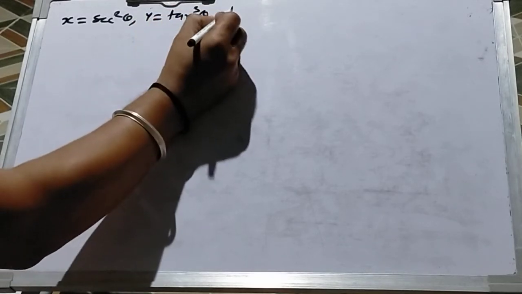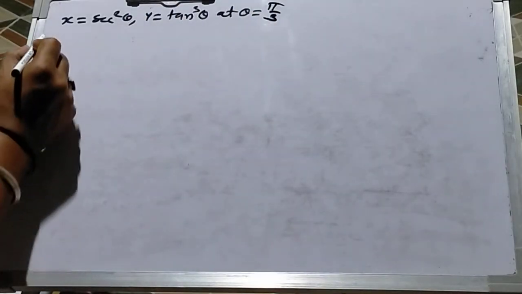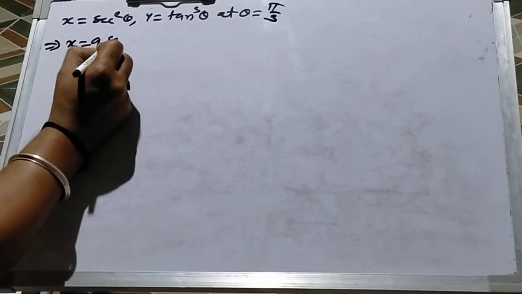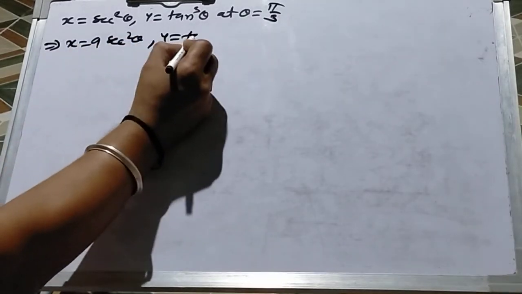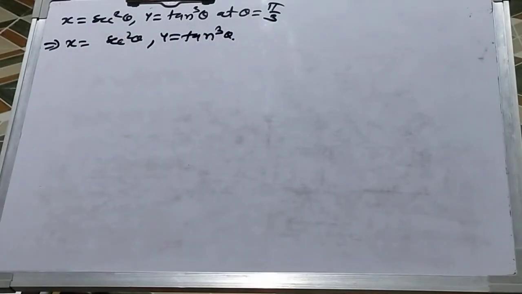So your next example is: find the derivative of x equals sec square theta, y equals tan cube theta, at theta equals pi by 3. Now here, given x is equal to sec square theta and y is equal to tan cube theta.